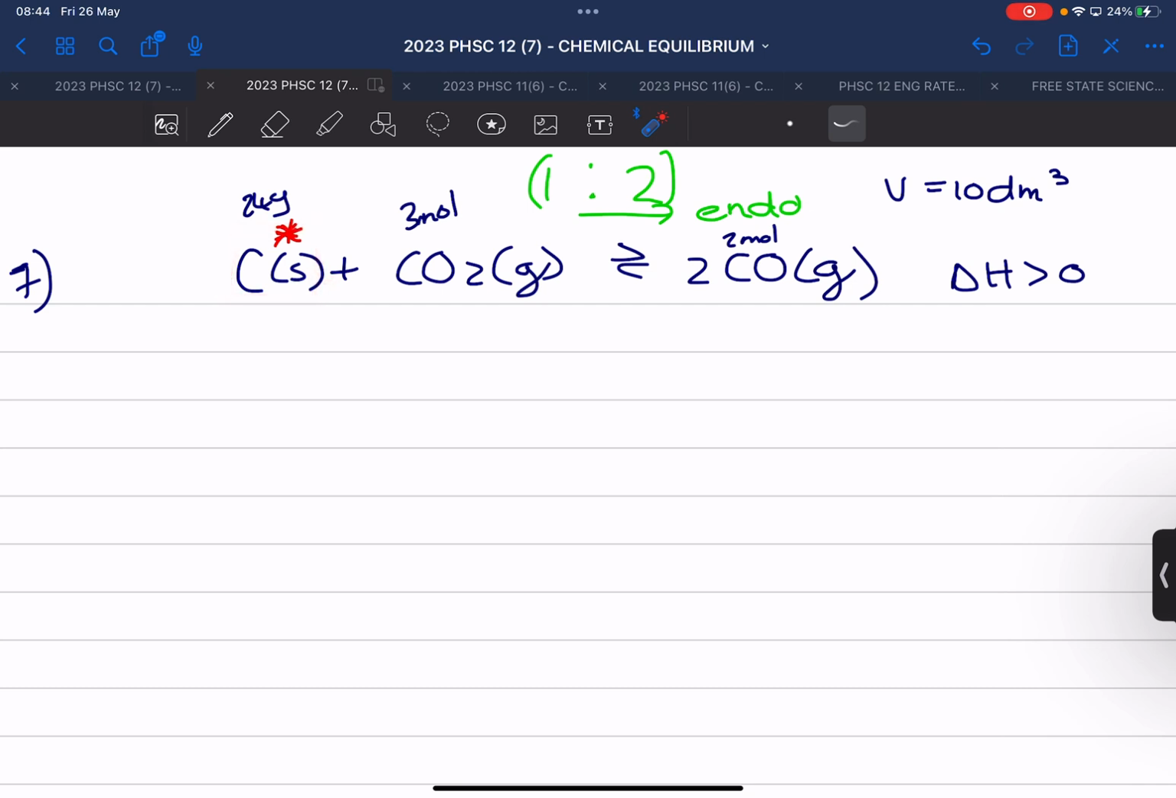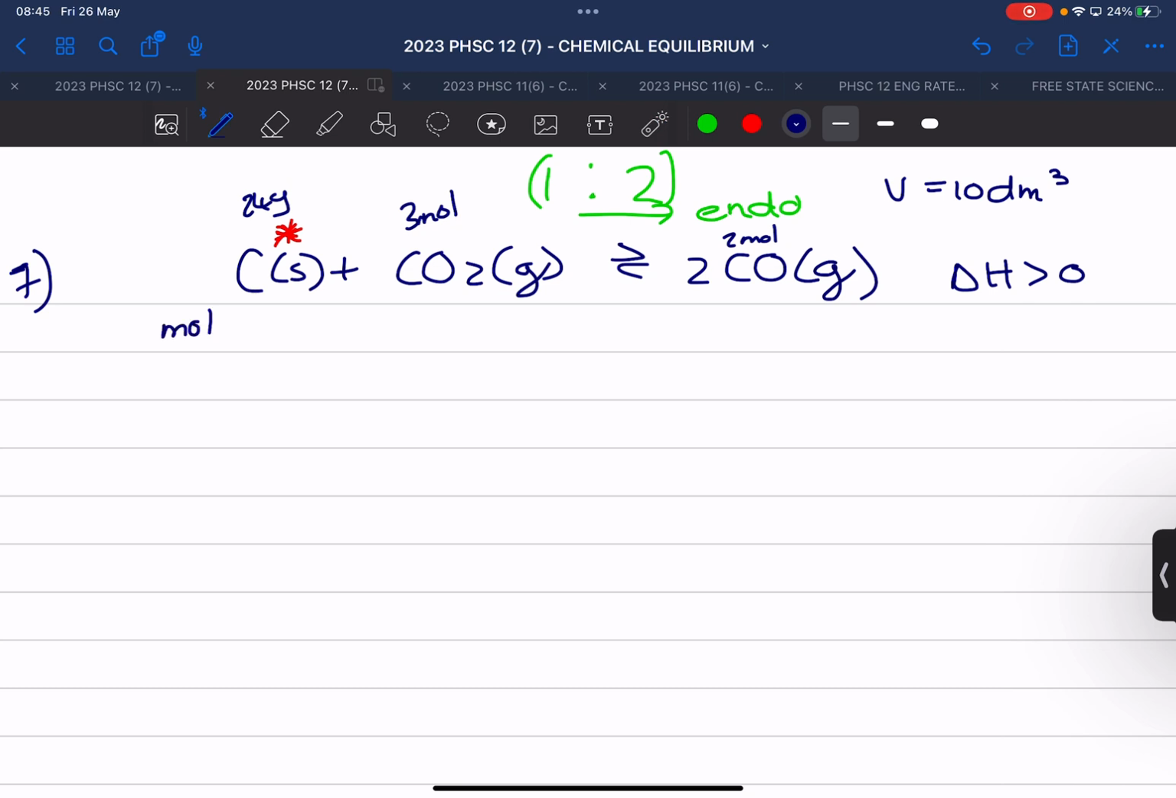Now this is very important that you understand this. They give you information at the beginning and they give you information at the end. If they do that, beginning information and end information, then you must do the mole table. The homework that you had for yesterday, they didn't ask that. They only gave the end stuff. Then you don't have to do the mole table. But if they give you information at the beginning and information at the end, then you do the mole table.